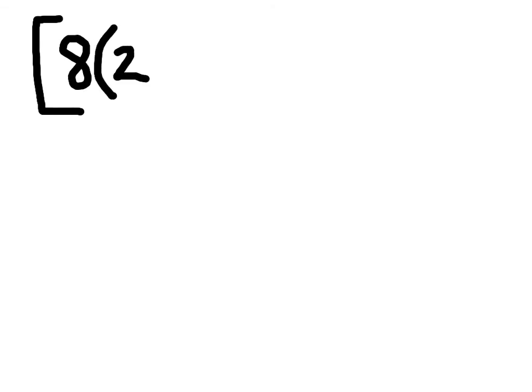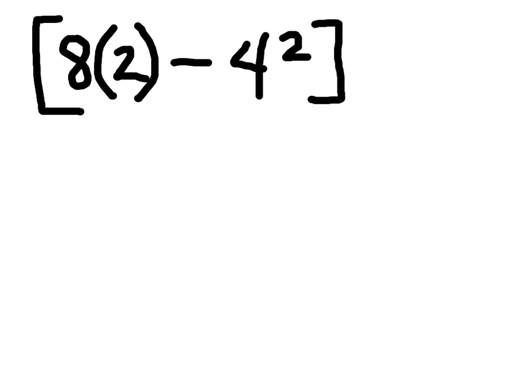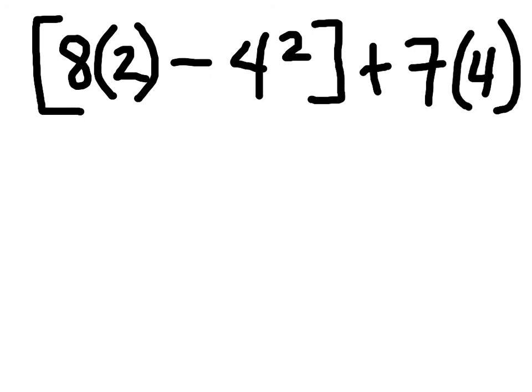So the next problem gets a little more complex. It's an open bracket, 8 times 2 minus 4 squared, close bracket, plus 7 times 4. We're going to learn the bracket in Braille: the open bracket is a dot 4 and your "of," and the close bracket is a dot 4 and your "with." So it's kind of like a bracket combined with a closed paren.